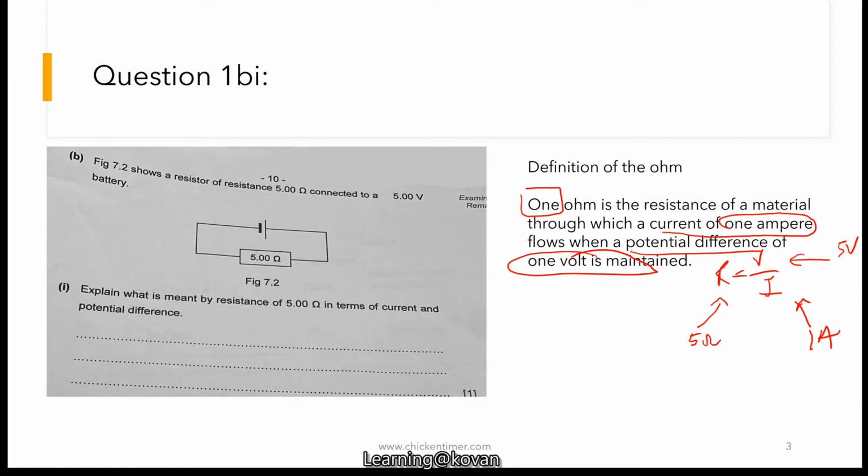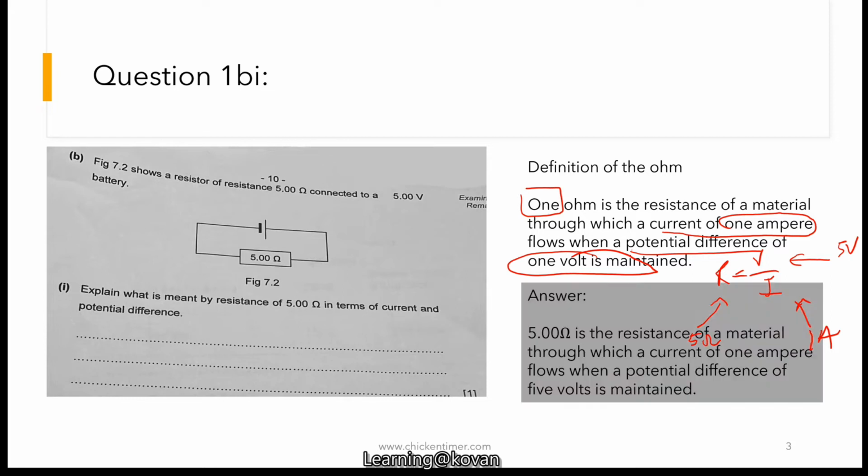So you will need to reword whatever I said into a definition. So I say that 5 ohms is the resistance of a material through which a current of 1 ampere flows when a potential difference of 5 volt is maintained. Okay.